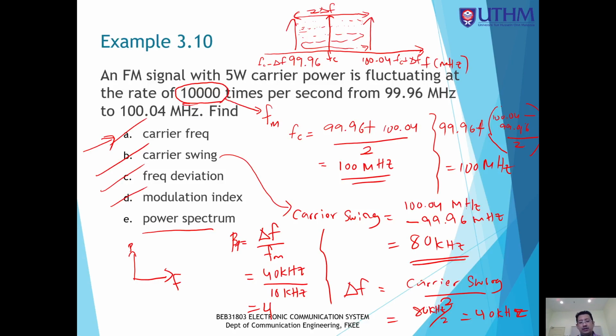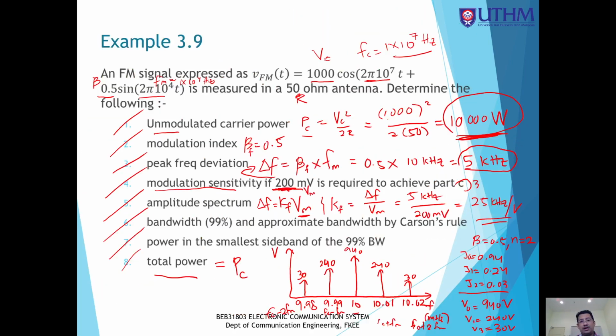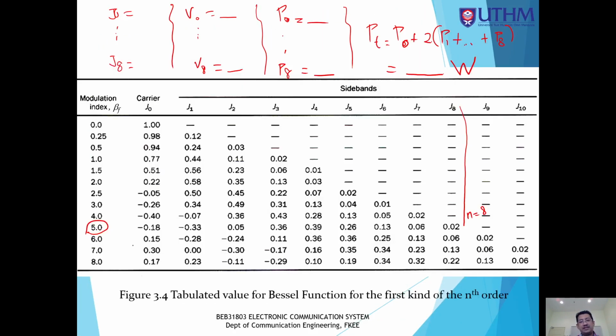If you see from the Bessel table, I will go back to the previous slide. For beta equal to 4, you will get up to 7 pairs of sidebands. That means n equal to 7. You are going to have 7 upper sidebands and 7 lower sidebands. So 7 pairs, upper and lower.